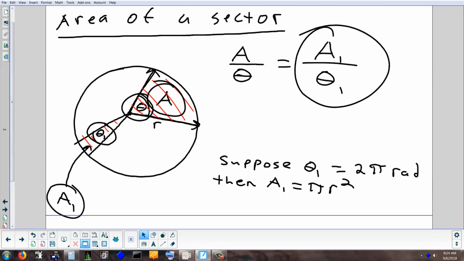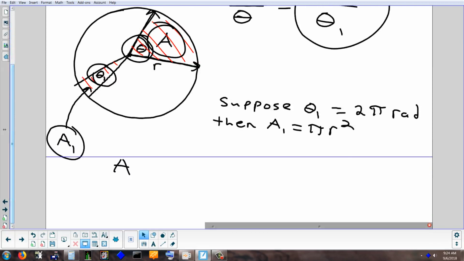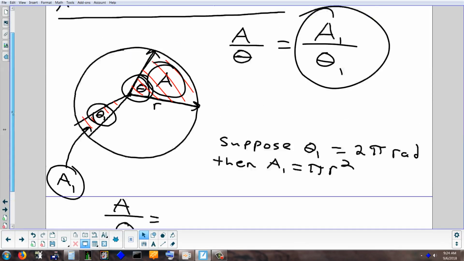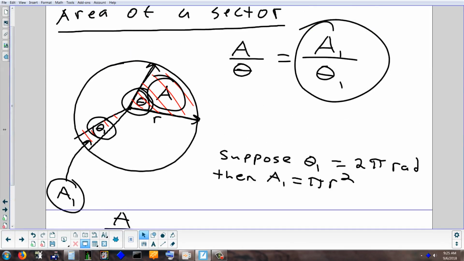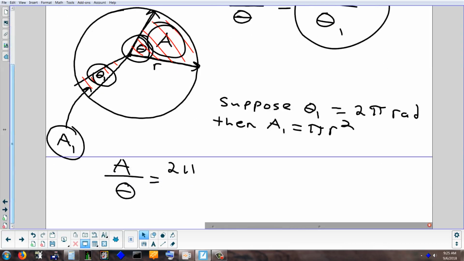So we're not filling in anything on the left. We don't know the area. They'll tell us that in the problem. We don't know theta. They'll tell us that in the problem. On the right, we're going to plug in the fact that we know is true: 2 pi over pi r squared. And to solve a proportion, what's the name of the technique we use? Cross multiply.